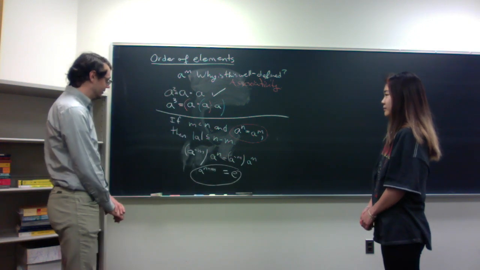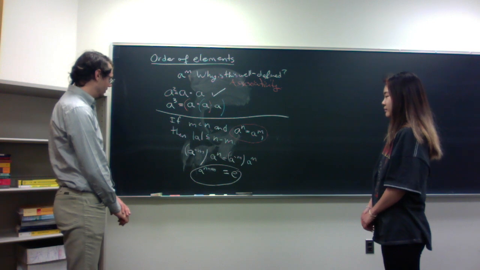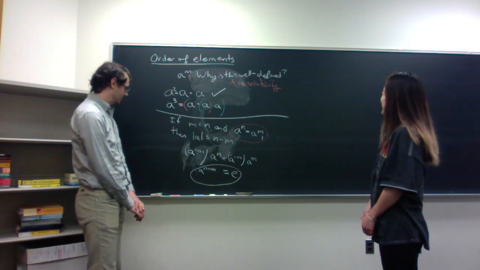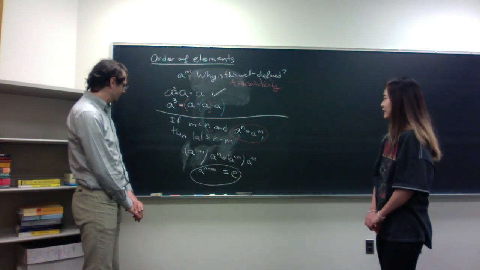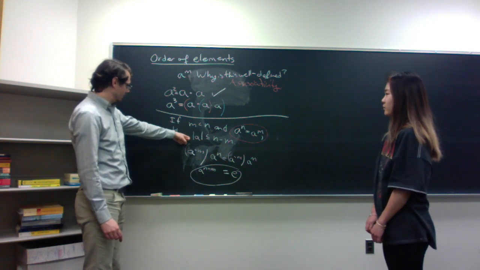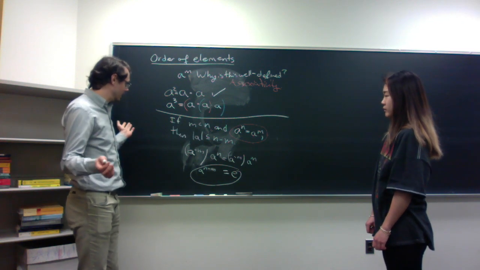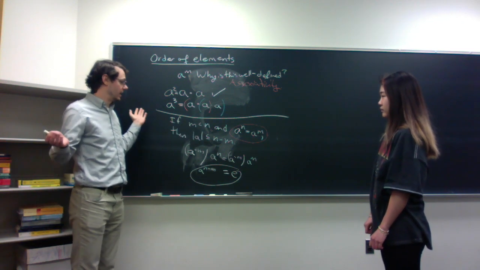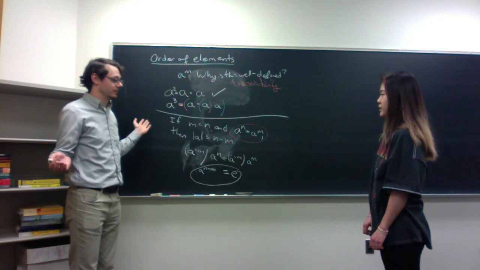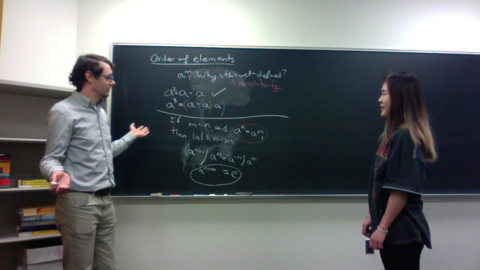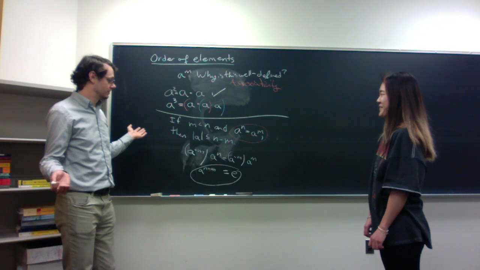Here's the thing. This is true. Does that tell me what I wanted? Yes, I think so. So what did I want? I wanted to know the order of the element a was at most n minus m. What does it mean for a to have order k? Then a to the k should be e, and the k should be less than or equal to n minus m.